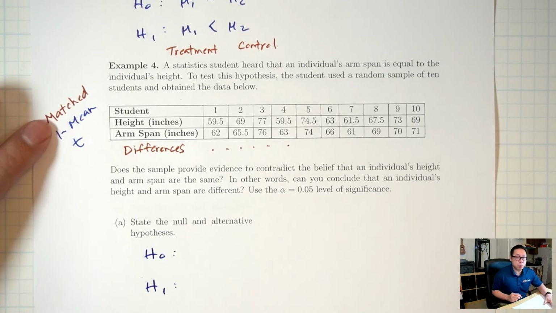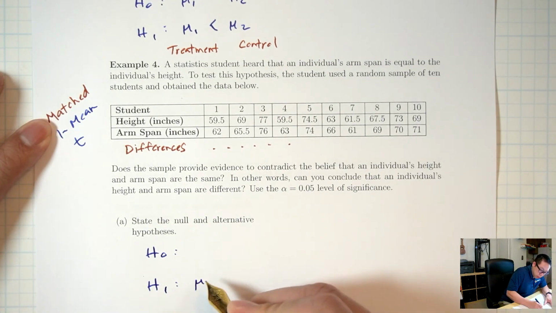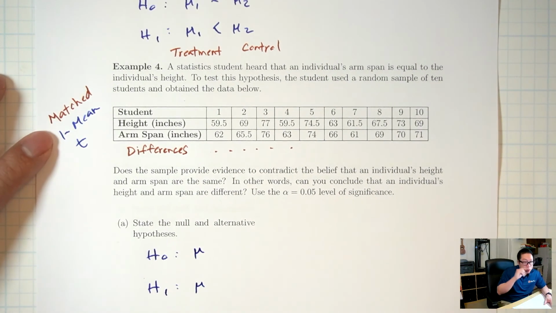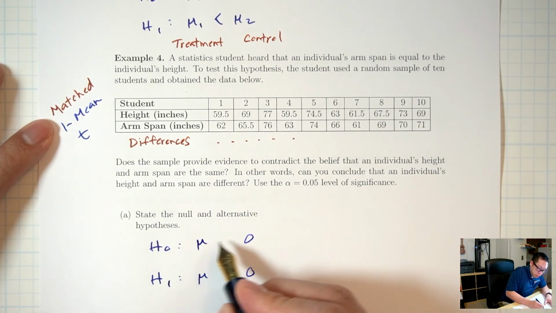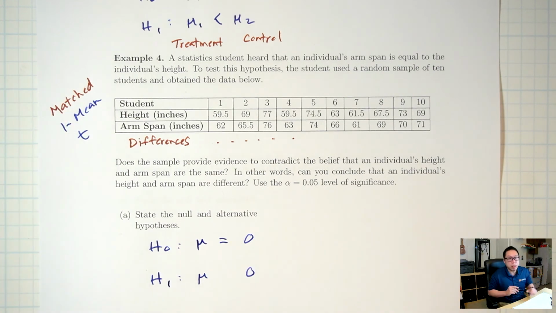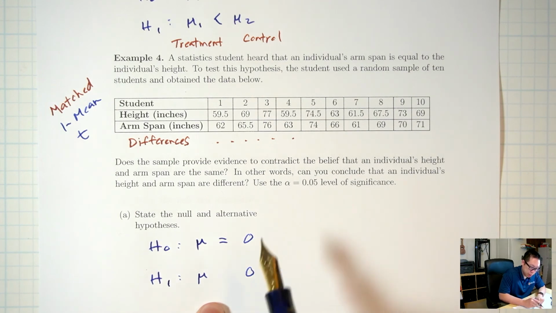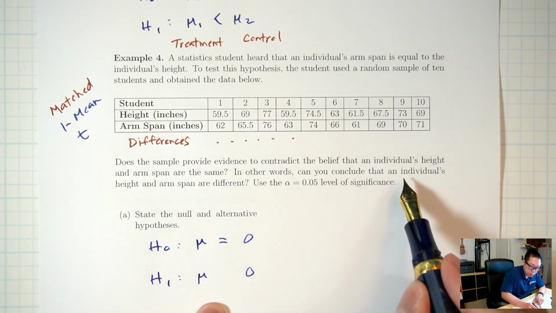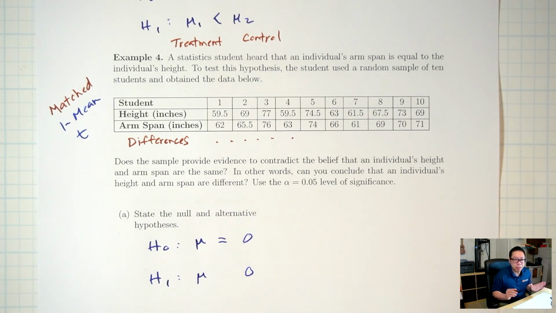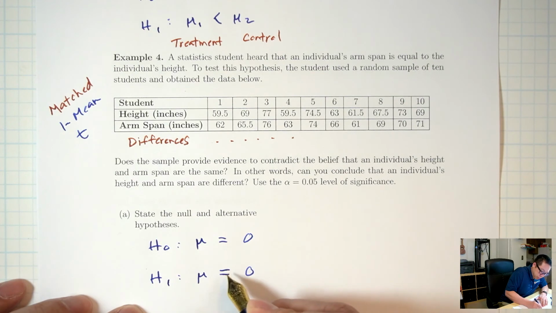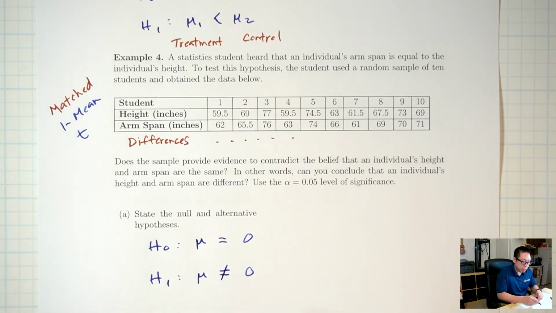Because we're running it as one mean, we'll just have one mean symbol. The matched situation, you're always comparing it with 0. H0 is always going to be equals. H1, less than, greater than, or not equals. This is the tricky one. But in this one, it's not that tricky because we're asking, can you conclude that an individual's height and arm span are different? Different, that's automatically going to be not equals. The tricky one is deciding whether it's less than or greater than. But here it's different. Difference automatically going to be not equals.